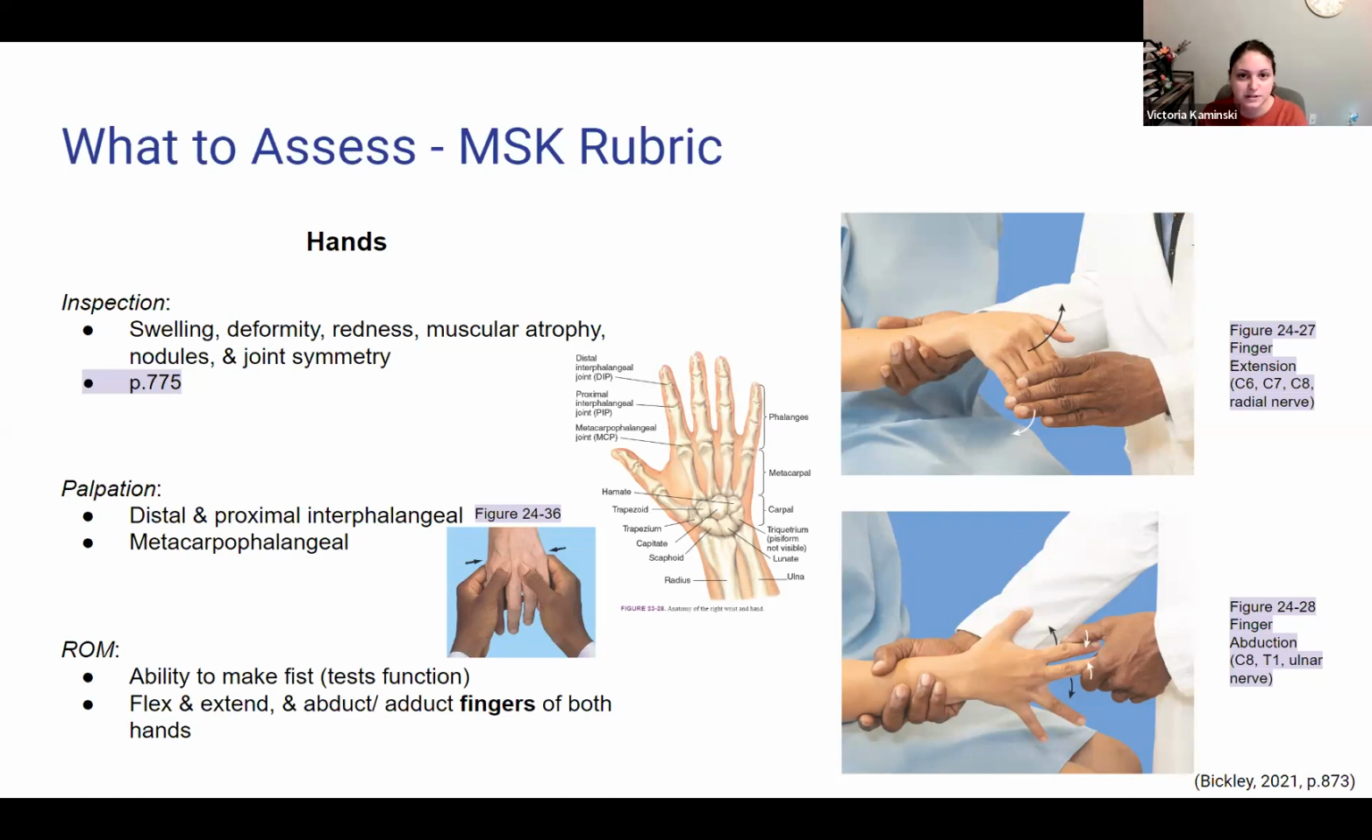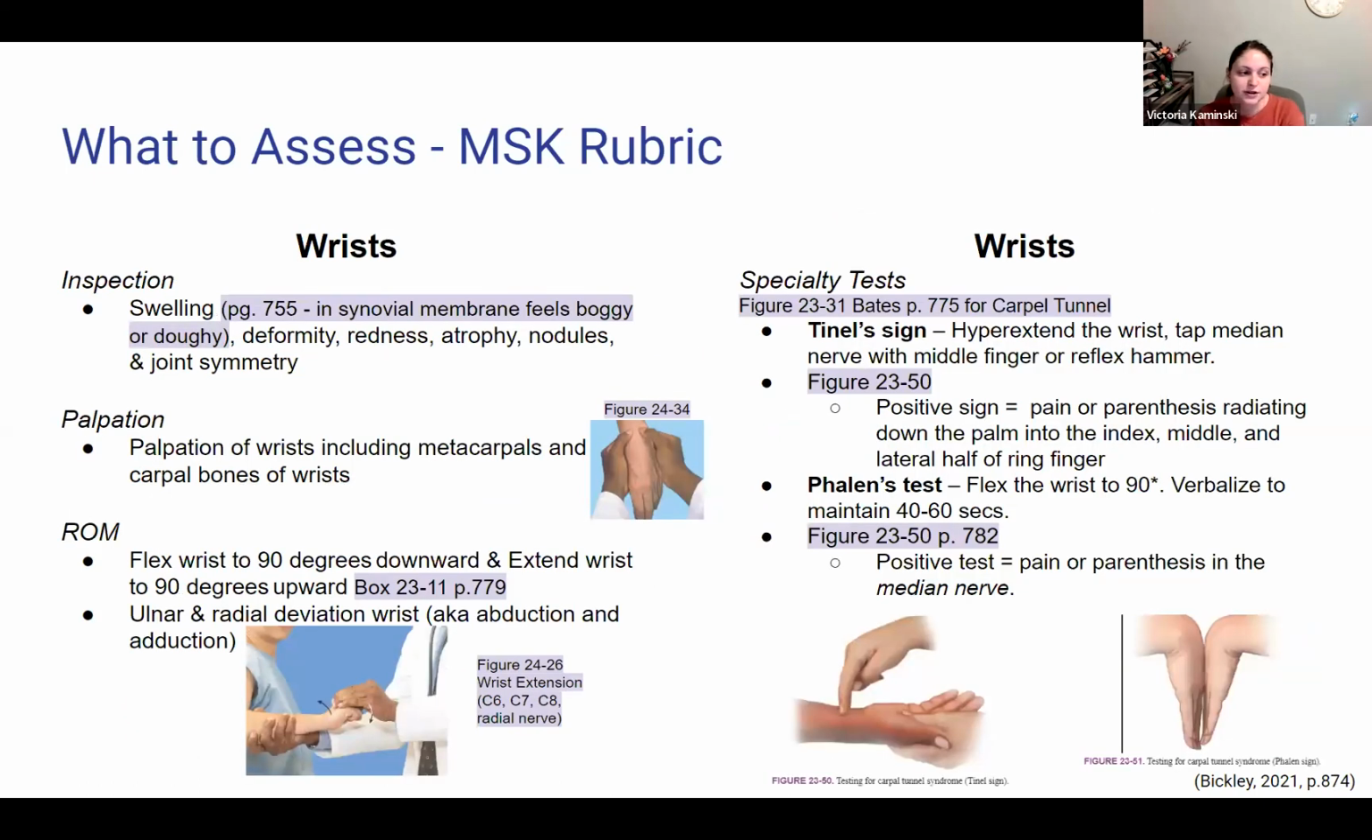Again, some great visuals. With the wrist, you're going to be evaluating for swelling. So synovial membrane is going to feel boggy or doughy. You're going to be looking for deformity, redness, atrophy, nodules, joint symmetry. Palpating over the wrist, you're going to make sure that you're palpating the metacarpals and the carpal bones, which we showed in that anatomy picture just on the previous slide. Range of motion, flexion of the wrist to 90 degrees downward and extending the wrist 90 degrees upward. You want to be very precise in mentioning and verbalizing those range of motions and the degrees. Ulnar and radial deviation of the wrist, and that's abduction and adduction again.